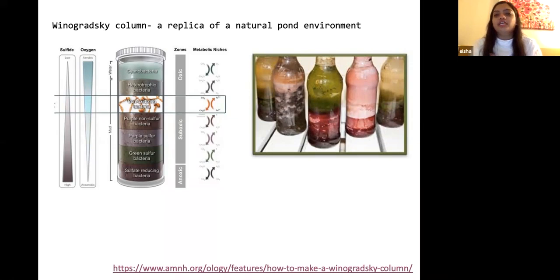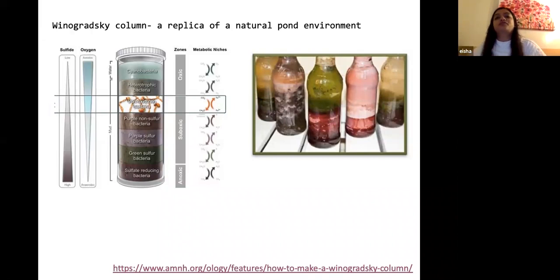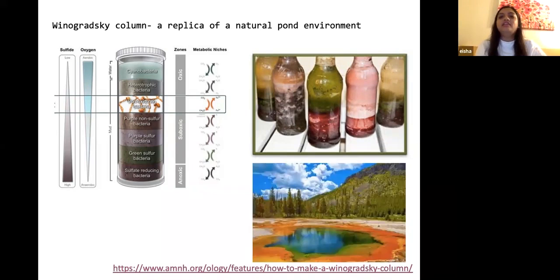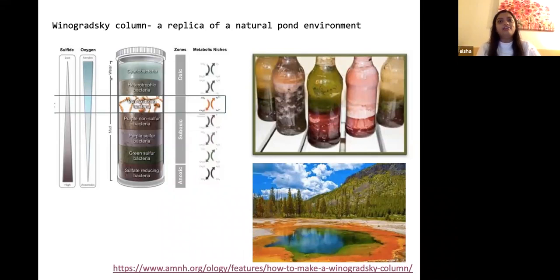I just wanted to say that after 8 to 10 weeks, this is how your bottles or Winogradsky column would look. Depending on what your water source is, what your mud source is, there are different kinds of colors that you can see. So this activity can be done in groups, and each group takes mud and water source from different locations. And then you can see what are the different colors that are formed. And this is also a kind of replica of a pond. Of course, in our ponds and lakes, we don't see these enhanced colors. But there is a lake in Yellowstone National Park where, because it has higher sulfur, you can actually see these colors in broad daylight with your eyes at the lake surface.